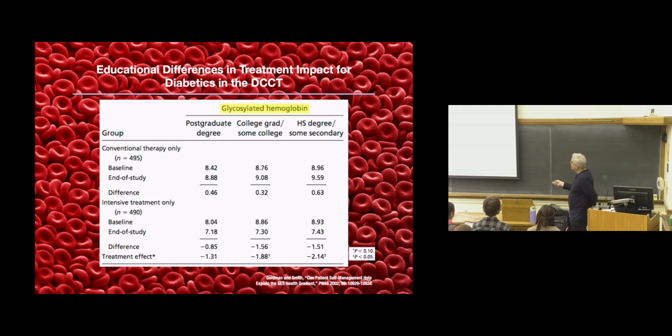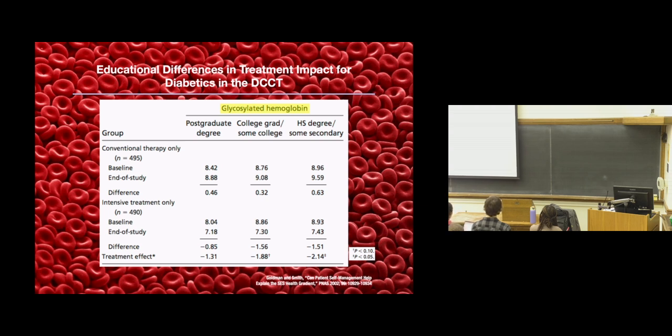So this now looks at the glycosylated hemoglobin level, and it looks at the conventional therapy, and it looks at baseline. At baseline, those with a postgraduate degree had a hemoglobin A1C level of 8.42, and by the end of the study, it had gone up just a little. The difference was 0.46. So all of these people had their hemoglobin A1C level go up slightly in the conventional therapy only. The people who just got ordinary care had no benefit; they were in the control arm of the study.